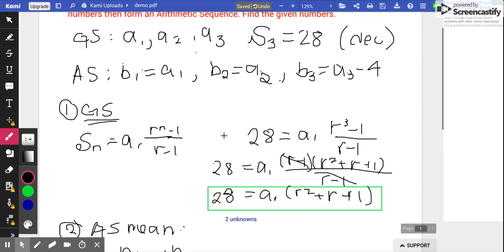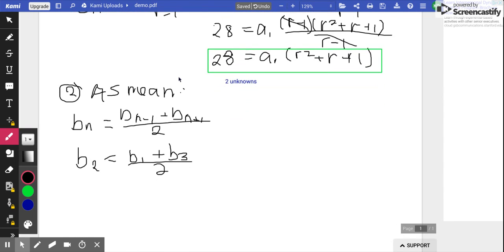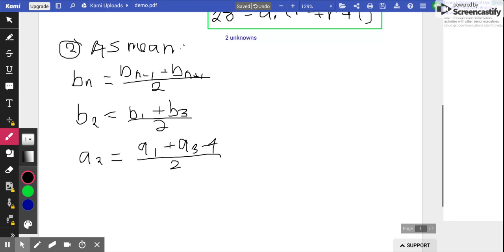So remember, your goal is to get another formula which only has a1 and r. B follows an arithmetic sequence, which means there won't be any r showing up there. But if you use a's, then you will. So if you have here a2 equals, b1 is also a1, and b3 is a3 minus 4, over 2. So now we've got all a's, but not a1 and not r.